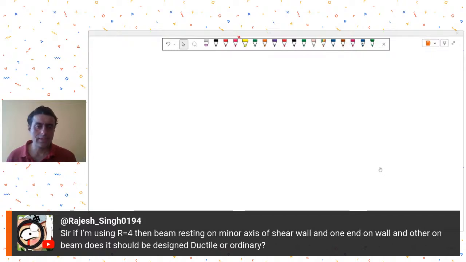Mr. Rajesh Singh is asking, I am using R equal to 4, then beam resting on minor axis of shear wall, with one end on the shear wall and the other on a beam. Should it be designed ductile or ordinary?